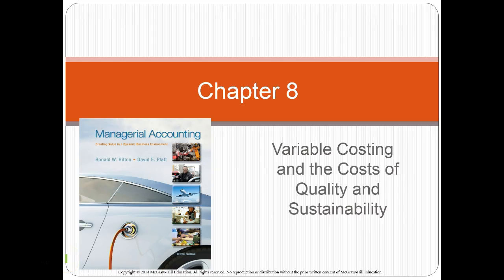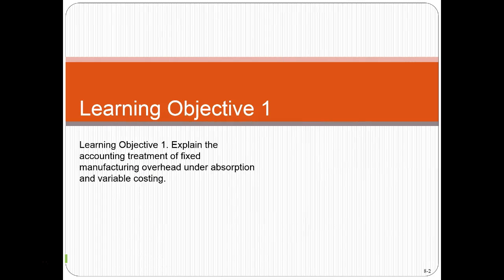In this lecture, we will take a look at Chapter H, which deals with variable costing and the cost of quality and sustainability. Learning Objective 1, explain the accounting treatment of fixed manufacturing overhead under absorption and variable costing. So we're going to look at two costing methods. We've traditionally been looking at absorption costing. We're going to then take a look at the alternative being variable costing.